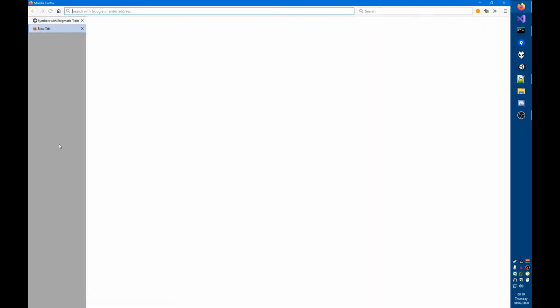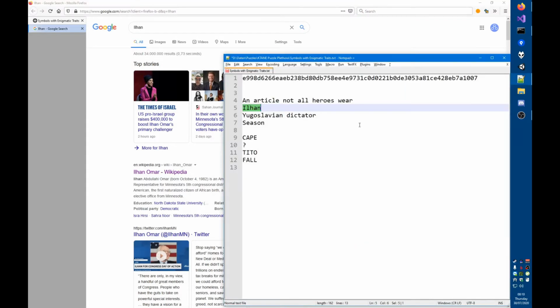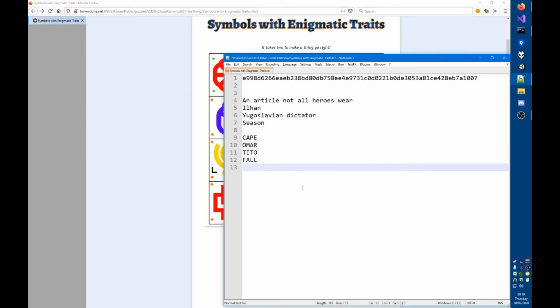Ilhan, I don't think I've ever heard that word. Omar, okay. Ilhan Omar is an American politician serving as the representative for Minnesota. I see. I may have actually heard of her, because she was one of the, yeah, anyway. I don't want to go into too much detail there.